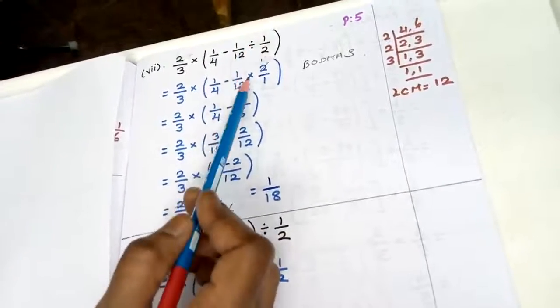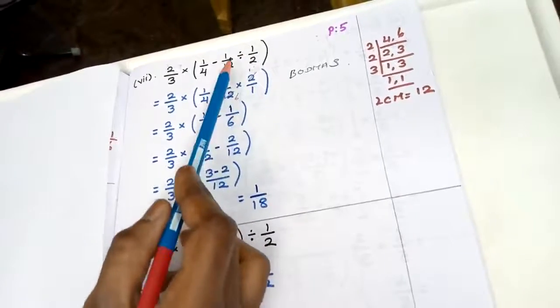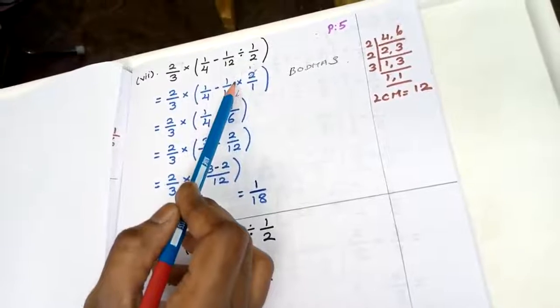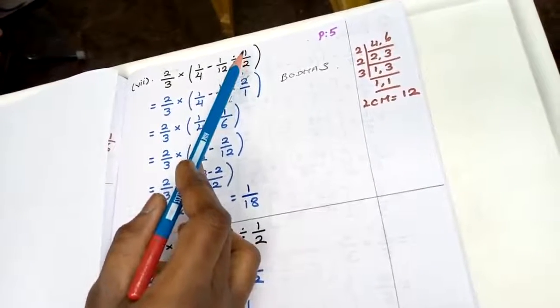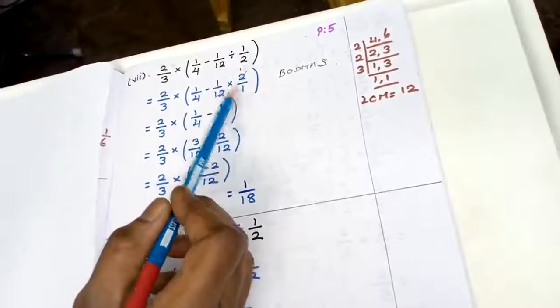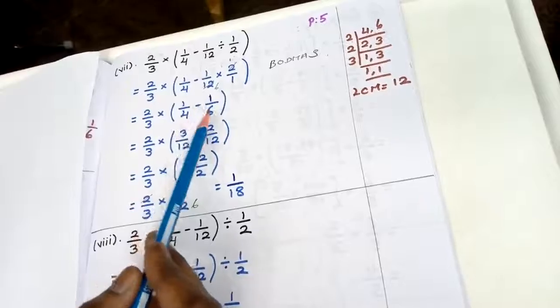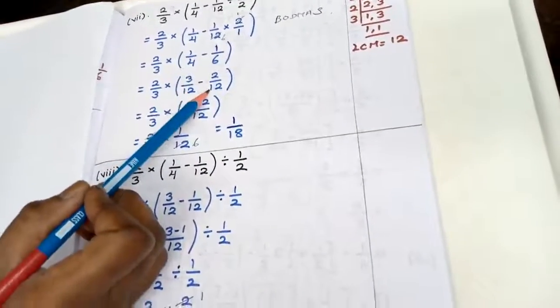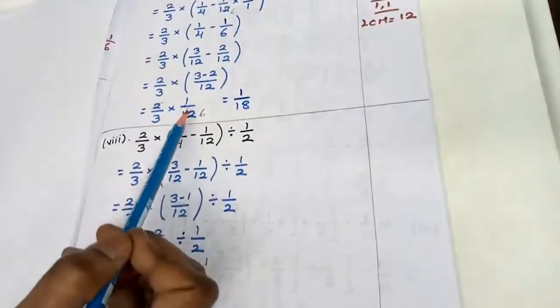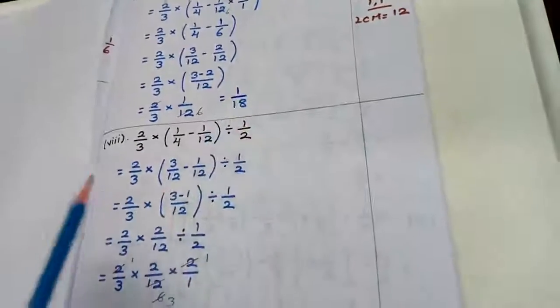Convert this division into multiplication. That is 1 by 2. You will be writing it as 2 by 1. Division, if you are going to convert it to multiplication, means the next fraction will be changed as reciprocal, 2 by 1. After converting, you will get the value as 1 by 6. Calculate this, that is, you can take LCM. When you are taking LCM, you will get the value as 12. Calculate, students, you will get the answer as 1 by 12. After solving, you will get the answer as 1 by 18.